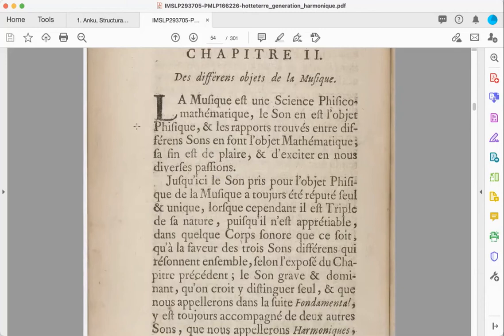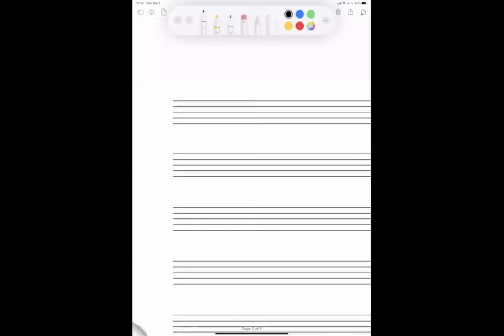I can't summarize the theory any better than that. It's a science with a physical object of sounds, a mathematical object of relations, numerical relations between the sounds. And its goal is to please and to move us with our passions. So now let's put a few numbers on Rameau's theory.